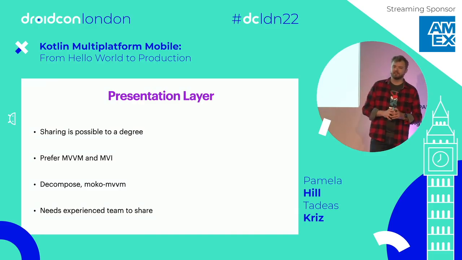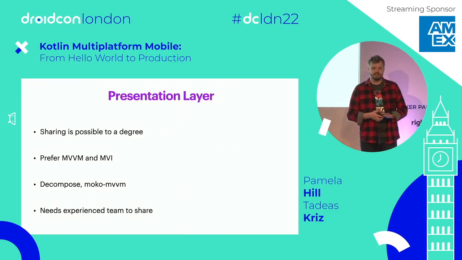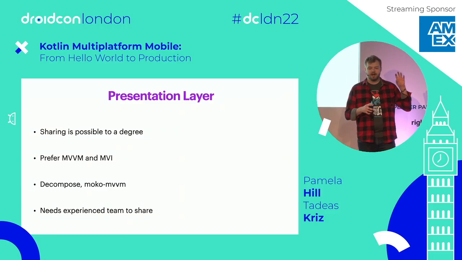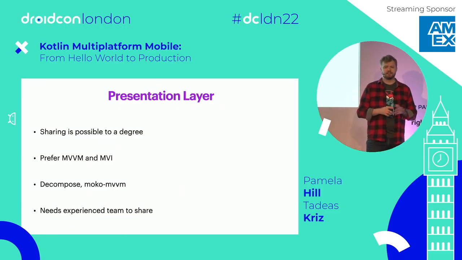So sharing the presentation layer is something that is possible. It is challenging though, and you need a really great team to do that. If you do share the layer though, do prefer MVVM or MVI. The reason for that is that these don't really need to talk to the view, and the view will be using your view models or your intents, and so it makes it easier because you don't have dependencies from left to right. Otherwise, you need to write a lot of boilerplate to connect your views to your view models.